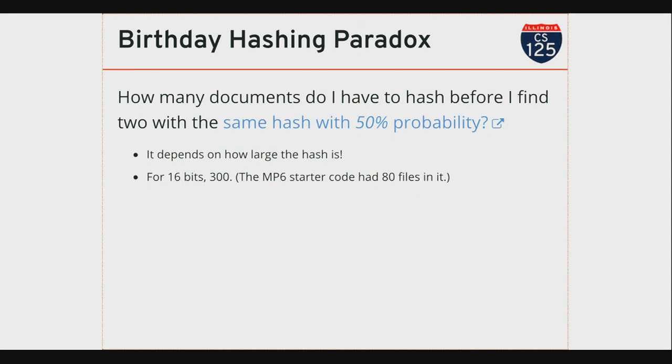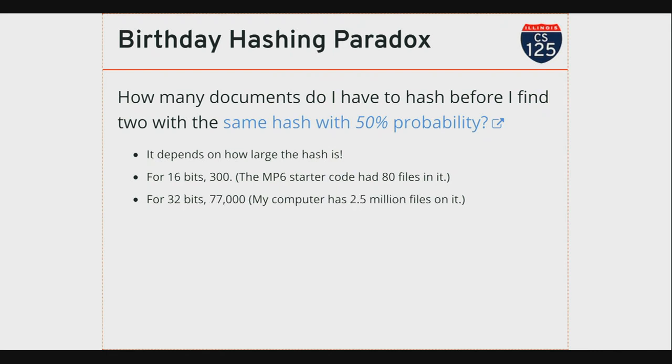So would this work for something like Git? No way. A couple semesters ago, the MP6 starter code had 80 files in it, right? I didn't compute how many files were in the starter code for this semester's machine project, but it was probably over 100. The Linux source code probably has hundreds of thousands of versions of files in it, right? So this is clearly not okay.